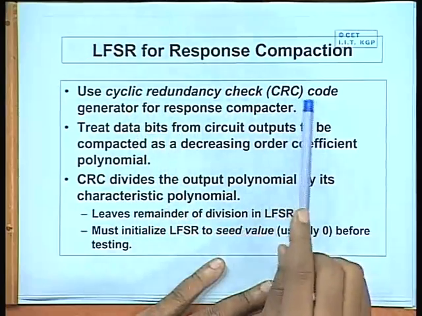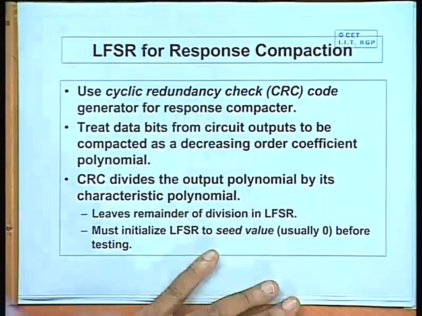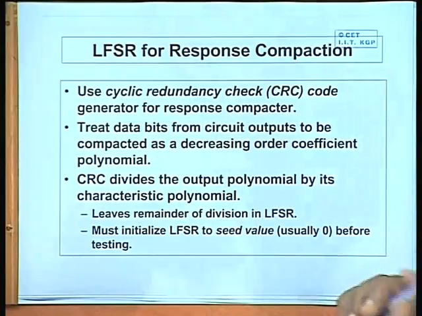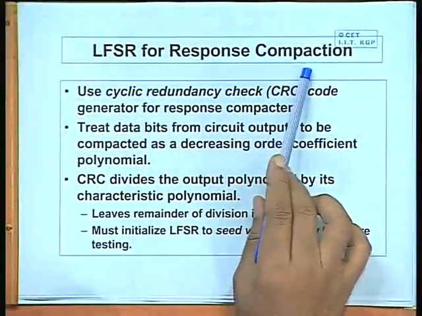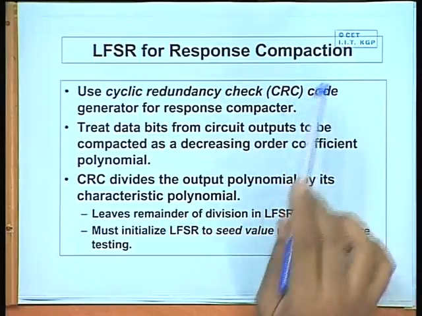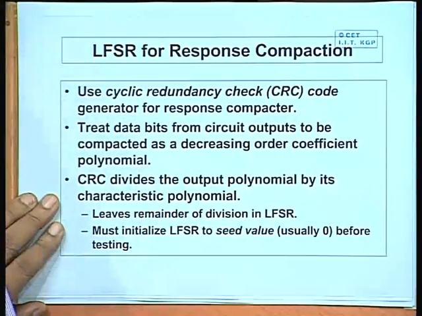You must be familiar with the cyclic redundancy check code, which is used in a wide variety of applications like your disk subsystems, input output, networking. So wherever you need to check for bit errors, you use a CRC checksum at the end of the message so that you can recompute the CRC after receiving and compare if they match. So LFSR for response compaction is exactly similar to the CRC check code generation.